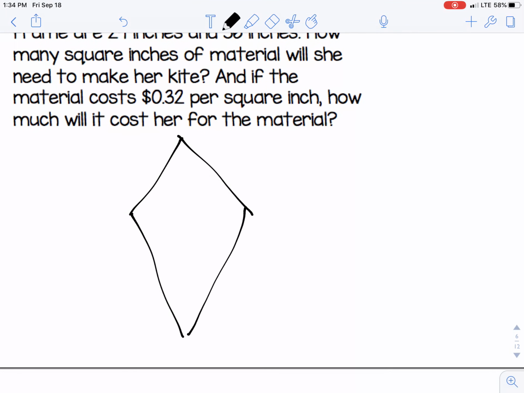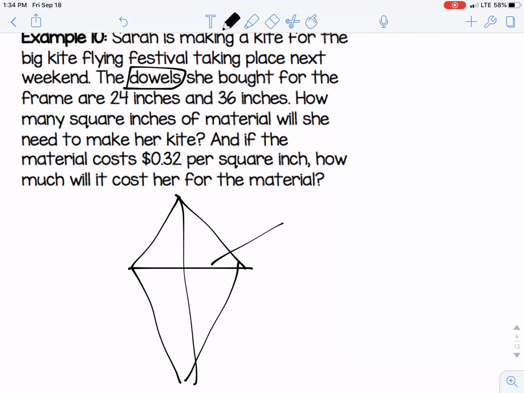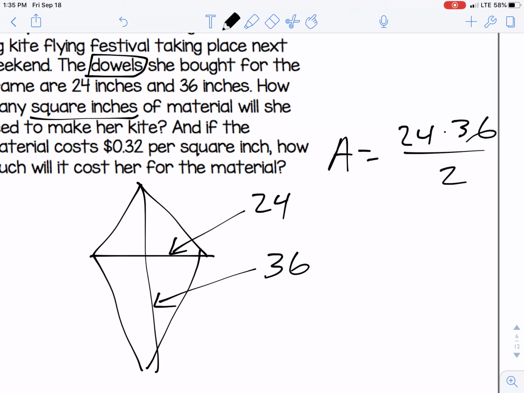Okay, then we have to find out the material to cover up this kite. So it gives us one diagonal is 24, and the other diagonal is 36. So we want to find the area because we want to find out how much we can cover. And it even gives you square inches, so that should be a little hint that we should be finding area. So we're going to do 24 times 36 and then divide that by 2.